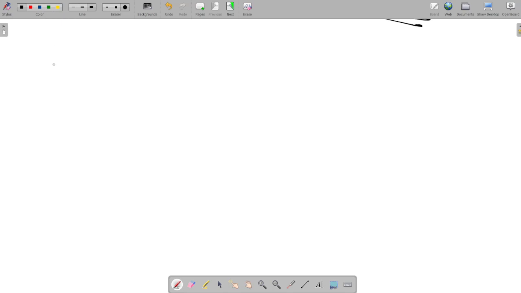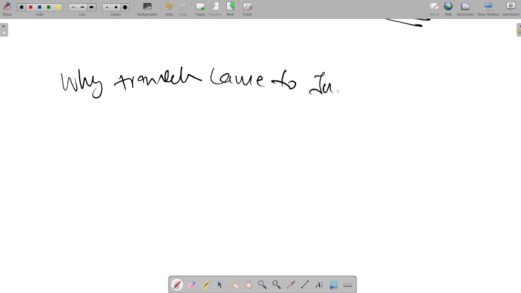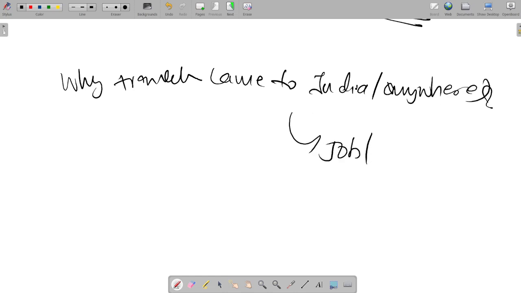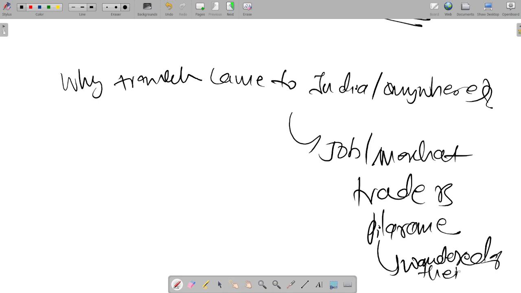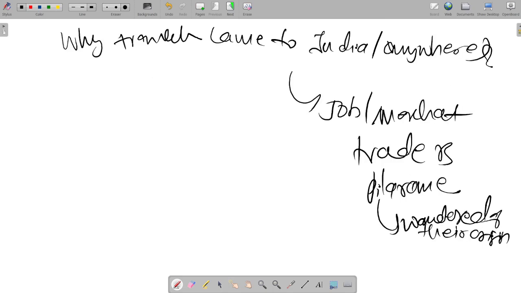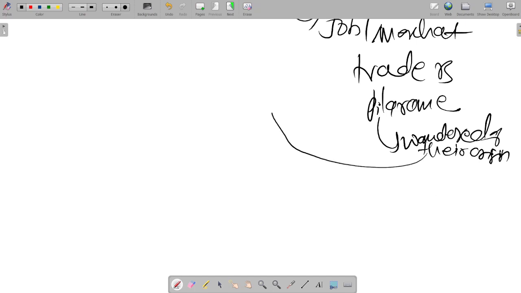The introduction says why travelers came to India, or rather anywhere they went. Why? In search of jobs, as merchants, traders, for pilgrimage, etc. They wandered outside of their places of origin, and most importantly, out of curiosity.